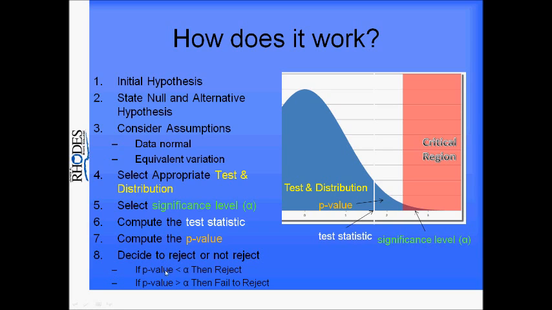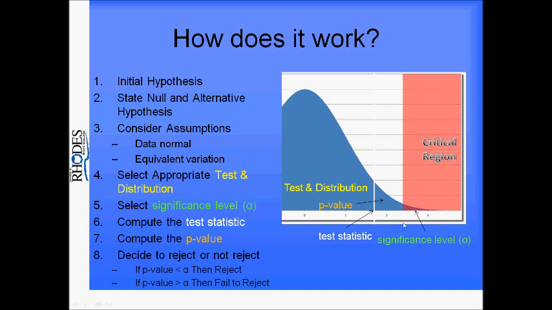So if p is less than alpha, that means the test statistic would be somewhere in the critical region here. That means we would reject the hypothesis that these distributions are equivalent. Okay, does that make sense? If your p-value is less than alpha, we reject it. That means they're not equivalent. There's enough evidence to suggest that they're not equivalent.